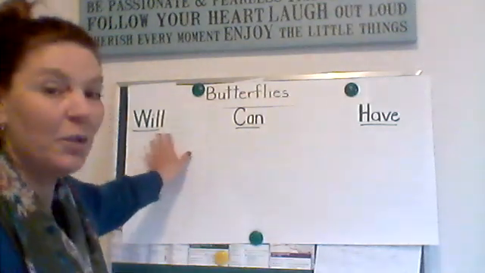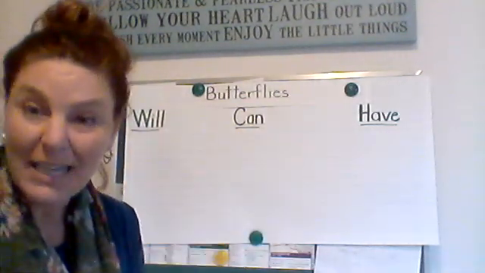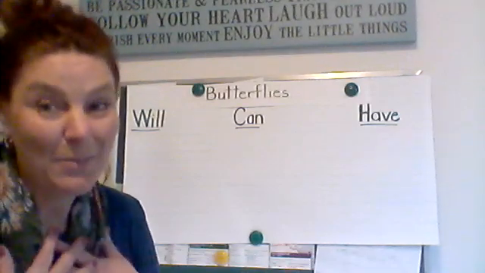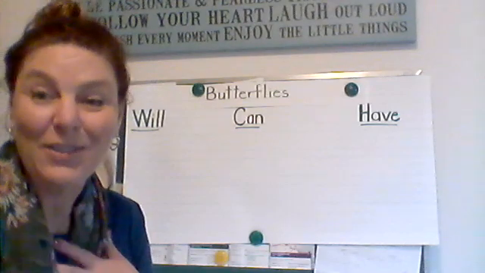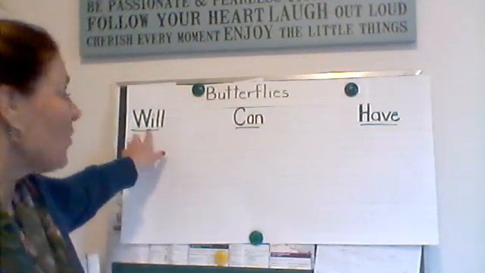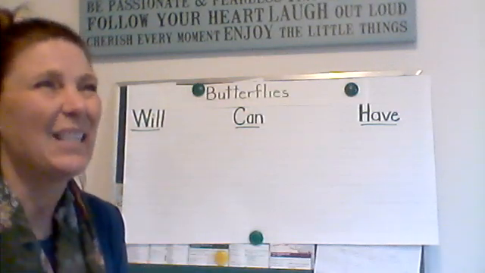So I thought those were 3 really good words to use to help me organize my ideas so that I can inform somebody else. I want to become an informative writer so that I can teach or tell people about butterflies. So what I did under the word will was I had to think about what it is that butterflies will.